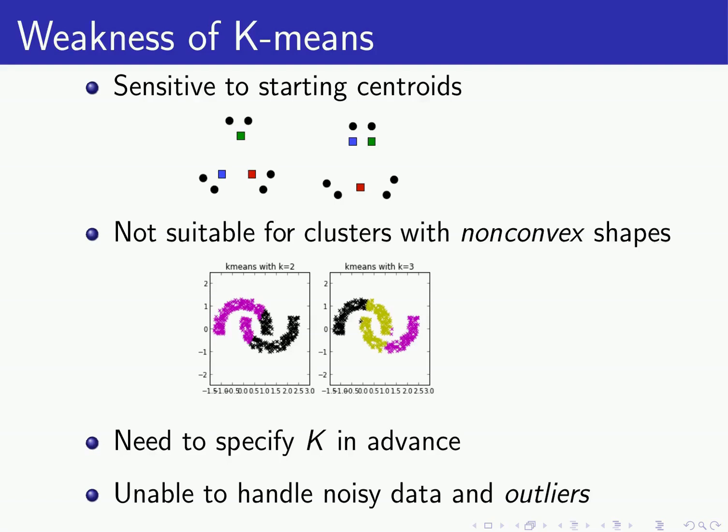K-means does have some weaknesses. It's sensitive to starting centroids, which can affect the final clustering outcome. It's not suitable for clusters with non-convex shapes, as shown in the images where k-means struggles to separate intertwined clusters. You also need to specify k in advance, which might not always be straightforward. Additionally, k-means doesn't handle noisy data and outliers well, which can skew results. These limitations suggest that while k-means is useful, it's important to consider these factors when choosing it for clustering tasks.